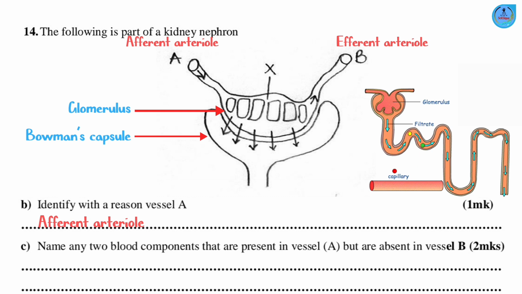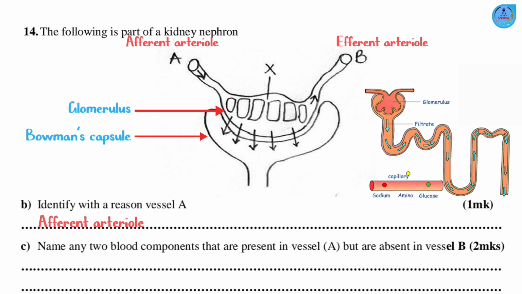So the afferent arteriole transports blood into the glomerulus. So A is the afferent arteriole. The efferent arteriole transports blood away from the glomerulus. The other is based on the width of the lumen of A and B. Now the afferent arteriole, which is A, is supposed to be wider than the efferent arteriole.